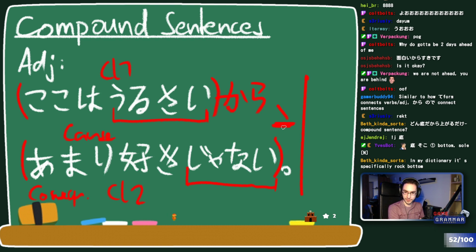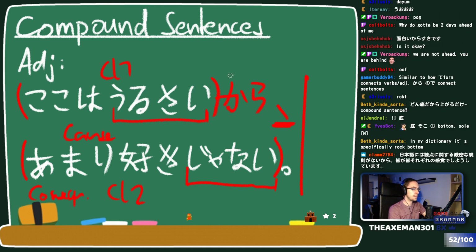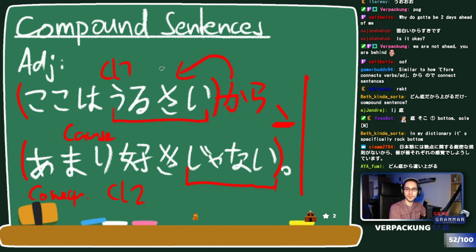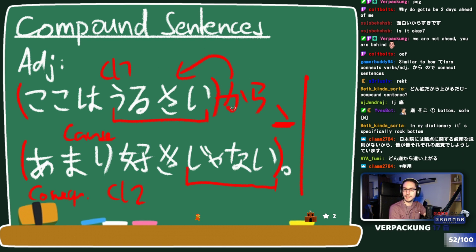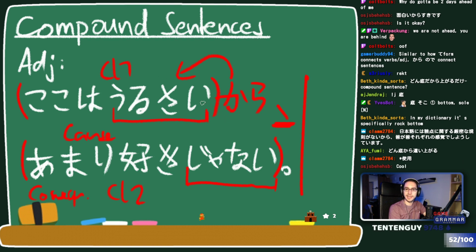It's specifically rock bottom. Yeah, donsoko with the don attached to it makes it the very bottom, the rock bottom, basically. Yeah. ここはうるさいからあまり好きじゃない. So it's loud here, right? The because, and again, kara is basically a particle, so it goes backwards. Always think particles going backwards, right? So basically, this kara affects this clause in front of it, because it is loud. あまり好きじゃない. I don't like it much.